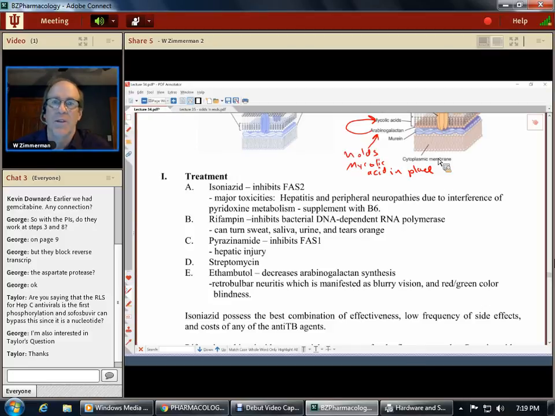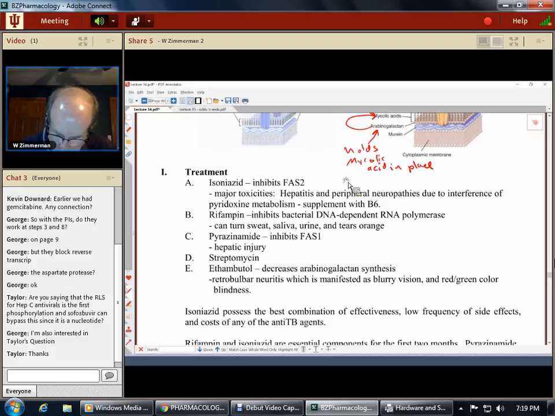Let's look at the isoniazid. Major toxicity is hepatitis. And the way I've written this, you guys, it causes some confusion. I was looking at it the other day, I went, oh, that's what students are reading. That's why they get confused. It does cause peripheral neuropathies due to interference of pyridoxine metabolism. Pyridoxine is B6. If you give the B6, there is no neuropathy.